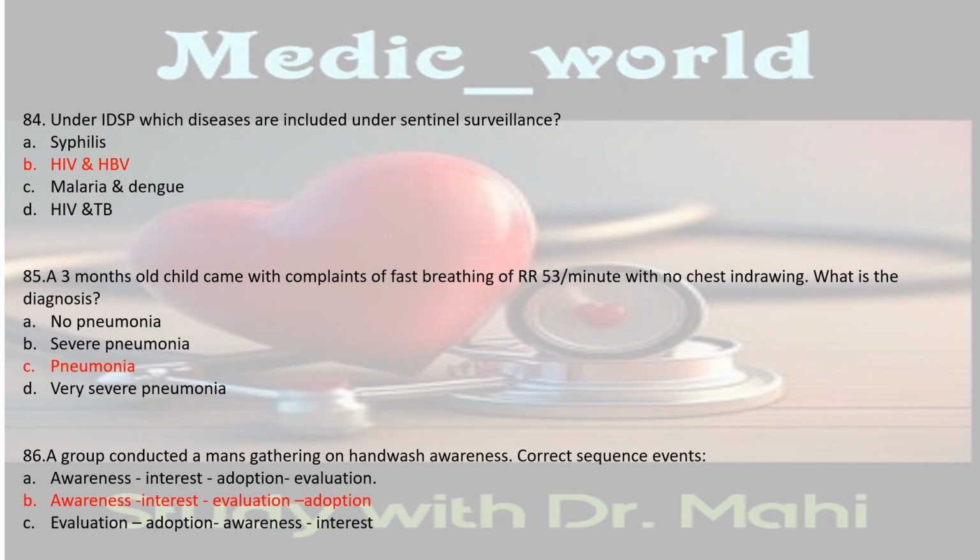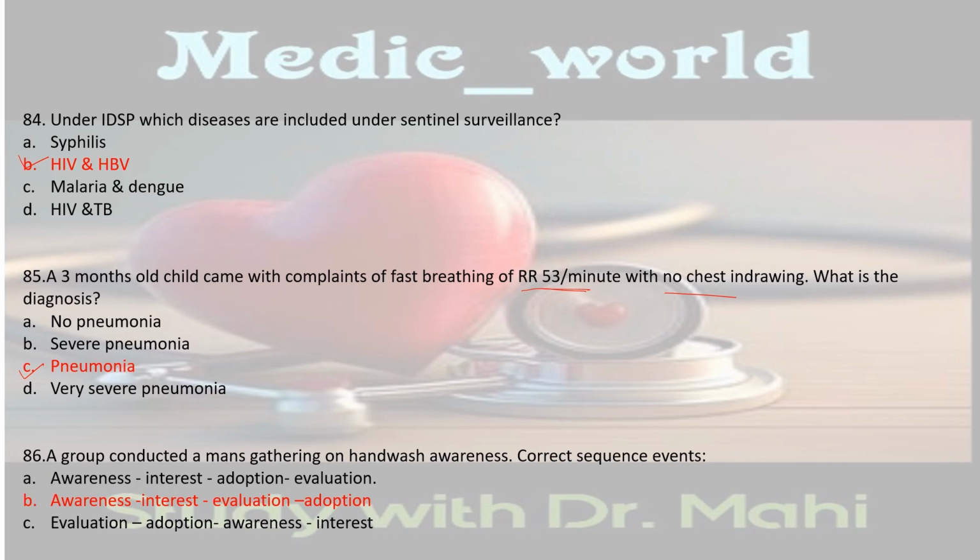Next question. Under IDSP, which diseases are included under sentinel surveillance? The answer is HIV and HBV. A 3 months old child came with complaints of fast breathing, with a respiratory rate of 53 per minute, with no chest indrawing. What is the diagnosis? The diagnosis here is pneumonia.